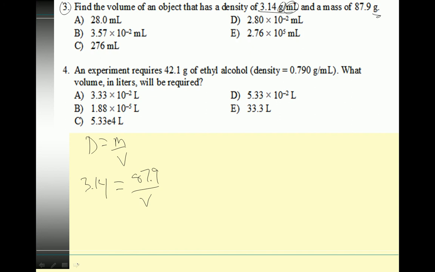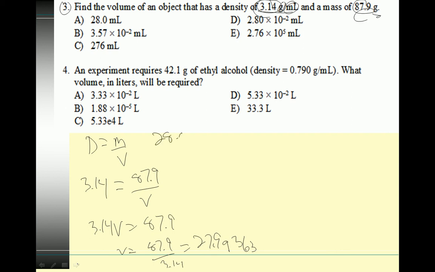So whenever I have my variable in my denominator, I hate it and I get so upset right away, and I have to move my V. So you get 3.14V, remember cross multiply, equals 87.9. So V equals 87.9 over 3.14. And I ask my 30-cent calculator, 87.9 divided by 3.14, and I have 27.99363. And I look at my sig figs. This one has 3 sig figs. This one has 3 sig figs. My answer should have 3 sig figs, so it would be 28.0 milliliters.